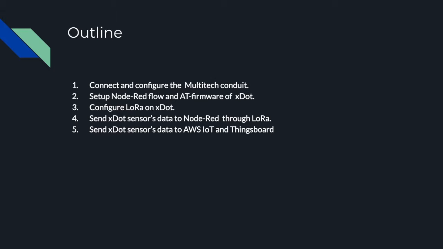First, connect and configure the multi-tech conduit. Second, set up Node-RED flow and AT firmware of XDOT. Third, configure LoRa on XDOT. Fourth, send XDOT sensor data to Node-RED through LoRa. And the final thing is send XDOT sensor data to AWS IoT and ThingsBoard.